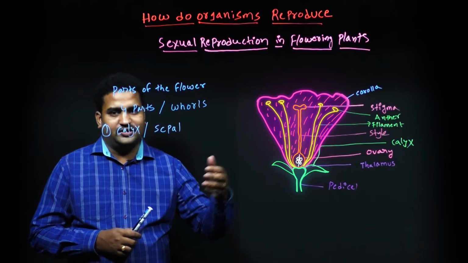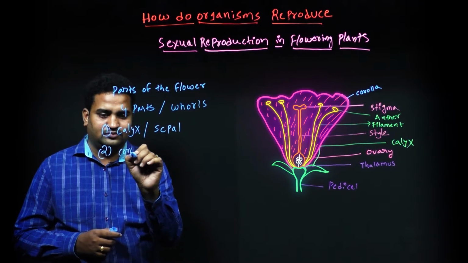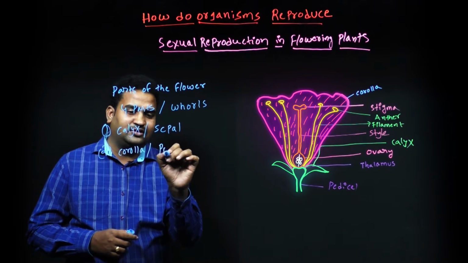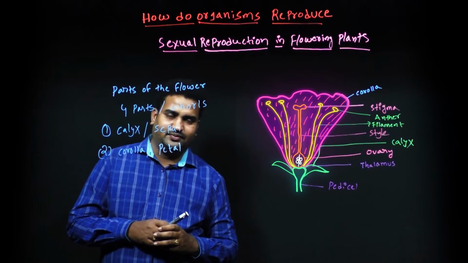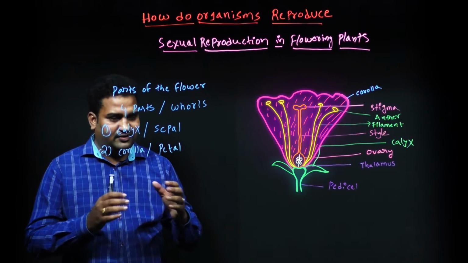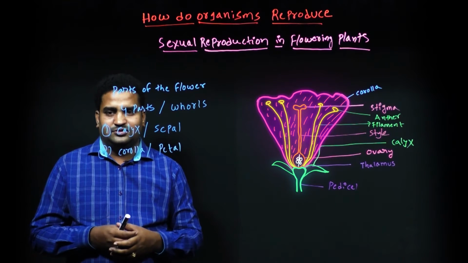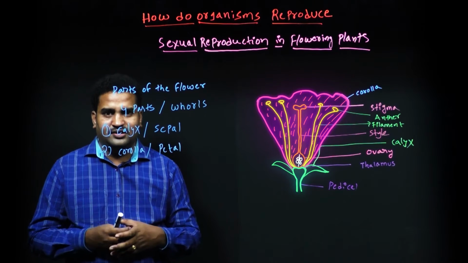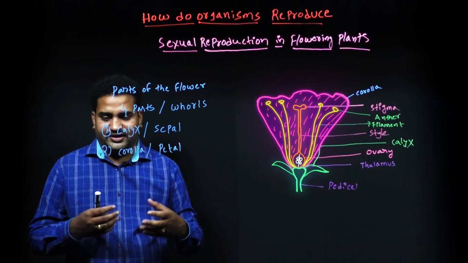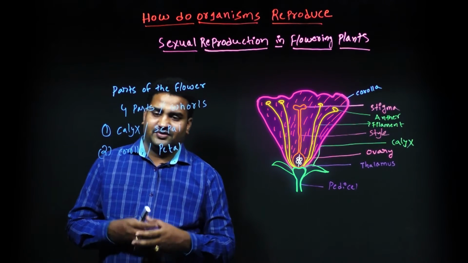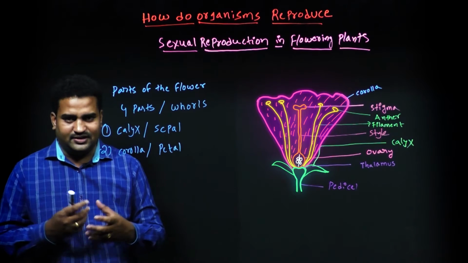Now the second part of the flower, the second whorl of the flower, is corolla. This is also called petal. Petals are colorful parts of the flower. Mainly they attract the pollinators for the pollination. So the main function of the petals or corolla is to attract the insects and other pollinators for the pollination. These two parts, calyx and corolla, are referred to as accessory organs.